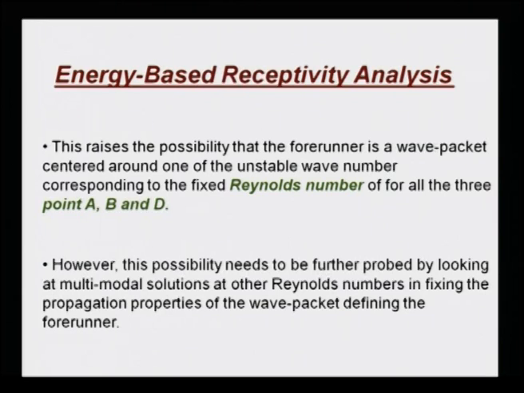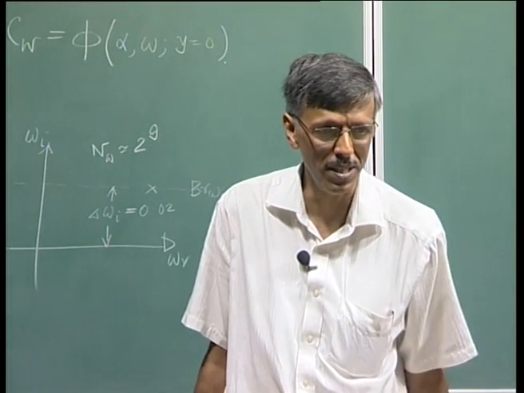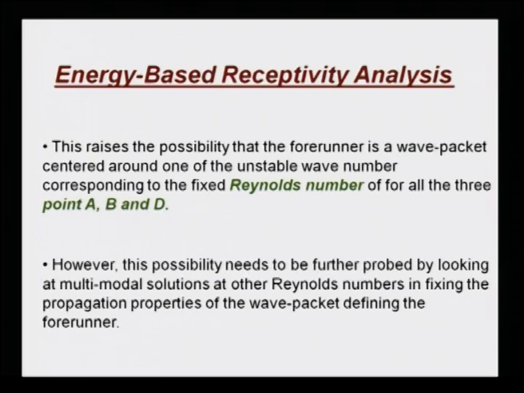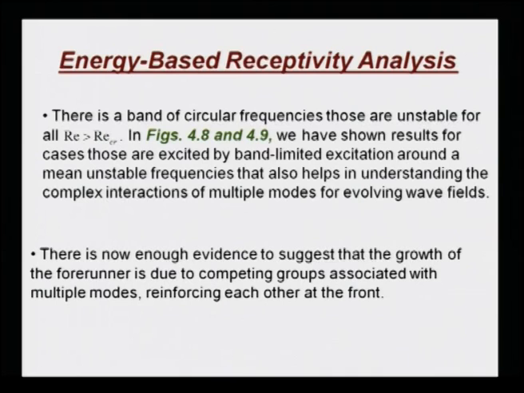So, we are saying that this may raise a possibility that the forerunner is a wave packet centered around one of the unstable wave numbers corresponding to that fixed Reynolds number for all the 3 points A, B and D. We do not know. This possibility needs to be probed by looking at multimodal solutions at other Reynolds numbers and fixing the propagation properties. So, if any of you is interested in doing a PhD, there is a topic straight ahead that could be looked at and solved.